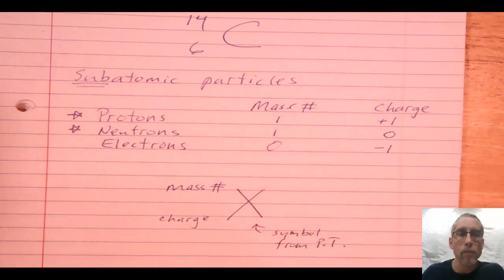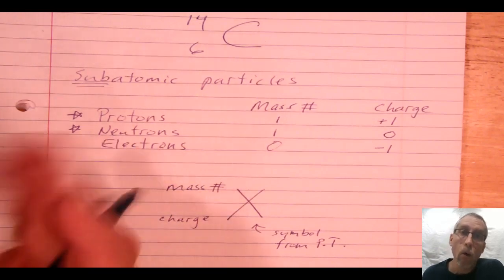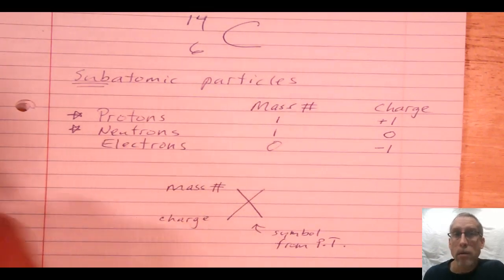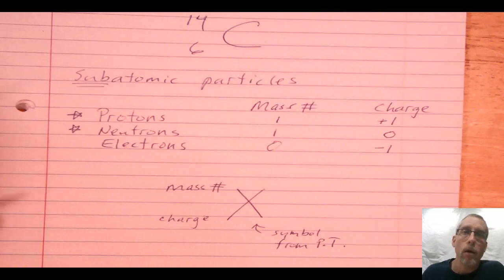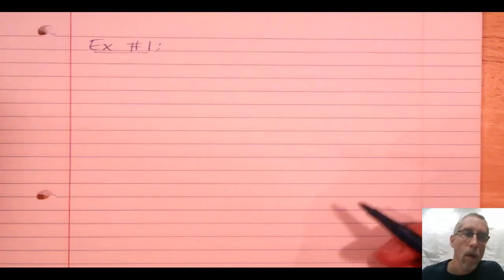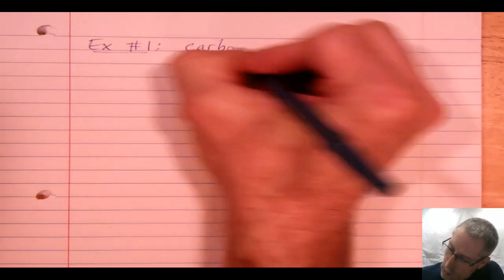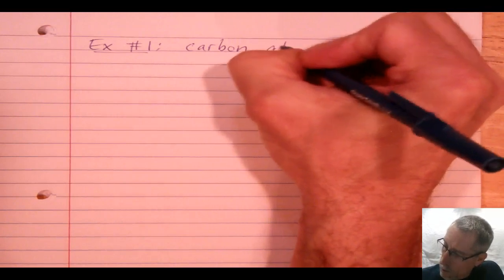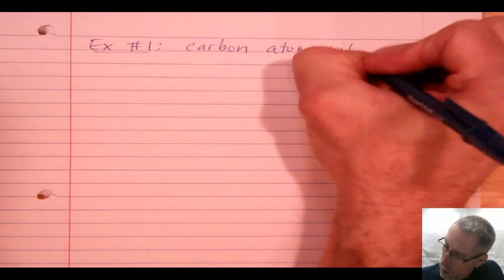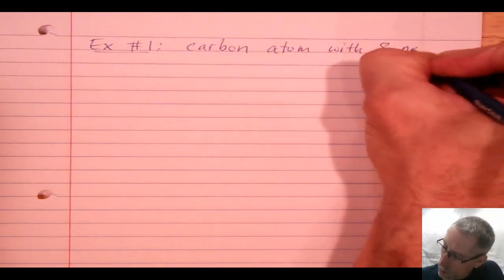So we have a mass number and a charge, and then we have whatever symbol goes with that particular element. Okay, so let's look at a few examples of these, and we can decipher what's inside the nucleus based on what symbol we see, or vice versa. Based on what's in the nucleus, we can write a symbol for it. So let's look at a few examples of those. Okay, for example number 1, let's describe a carbon atom with 8 neutrons.